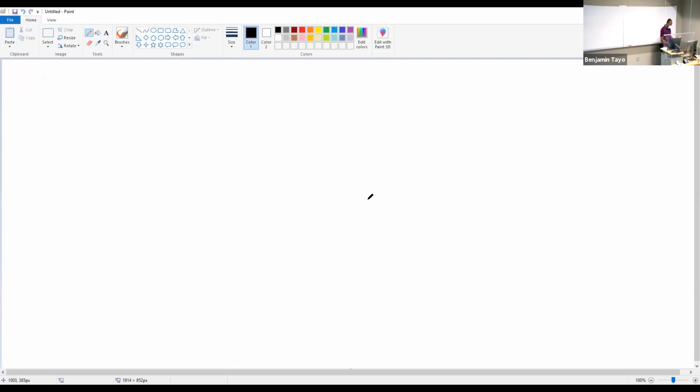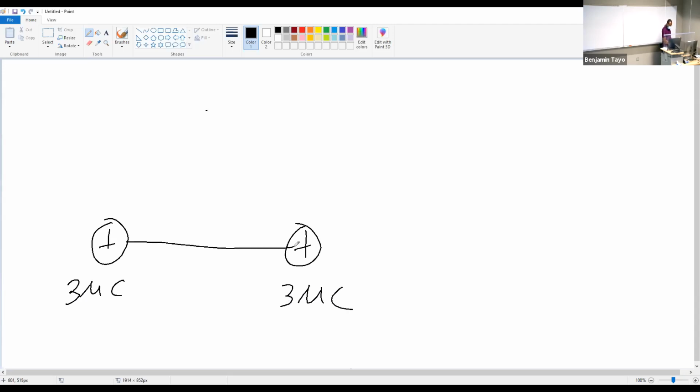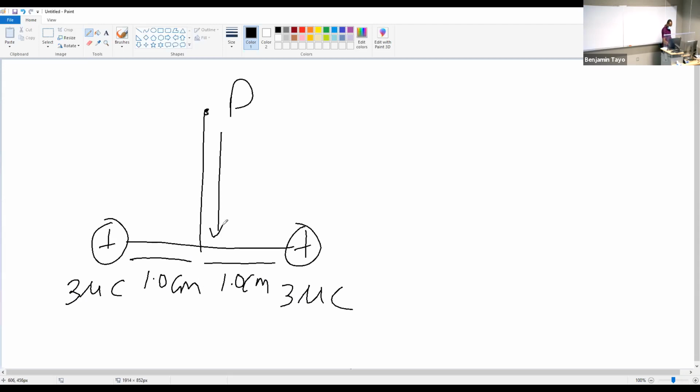Let's look at this problem here. Again, you've seen this problem already. Suppose that you have a positive charge here, and let's say that this is 3 microcoulombs. This is point P, such that the distance from here to here is 1.0 centimeters, the distance from here to here is 1.0 centimeters, and the distance from here to here is 1.0 centimeters.